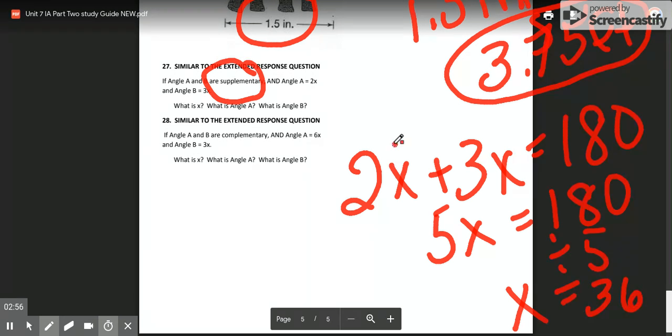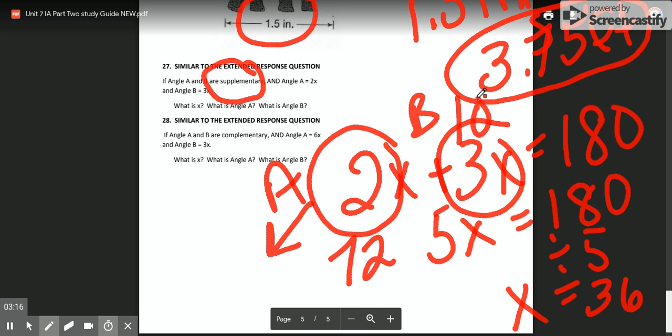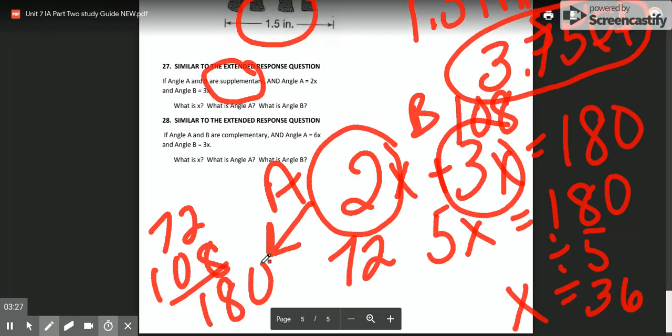We don't have x, we've got 2x and we've got 3x. So to figure out this one, you multiply 36 times 2. Calculators again, 36 times 2, so this one is 72, and that was angle A. And we do 36 times 3, and this is B, so 36 times 3, and you get 108. So I'm going to double check and add those together, 72 and 108, and it should give me 180, so that can check that it's right. So angle A right here is 72, angle B right here is 108, and x we solved was 36.